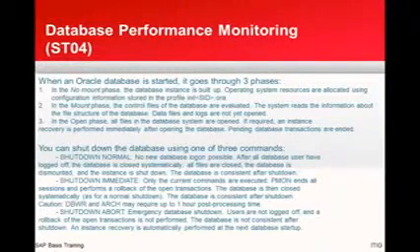Okay, so when an Oracle database is started, it goes through 3 phases, and you can do them independently, or whenever you do a normal start, these are the 3 phases it goes through. First, the no mount phase. In the no mount phase, the database instance is built up. Operating system resources are allocated using the configuration information stored in the profile, that is the initsid.ora file.